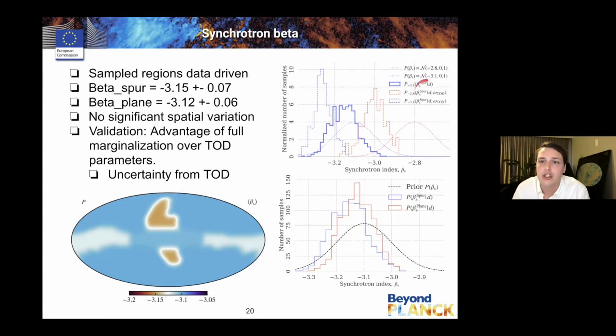All of these are for the spur region. And this is with a prior of -3.1. And the red lines correspond to the prior of -2.8. But the dashed lines represent Commander runs where we don't marginalize over the TOD parameters. So in both of these, the TOD parameters are fixed at some set of TOD parameters, whereas in the solid ones, we explore the full TOD parameter space.